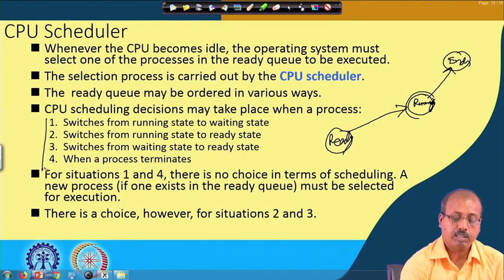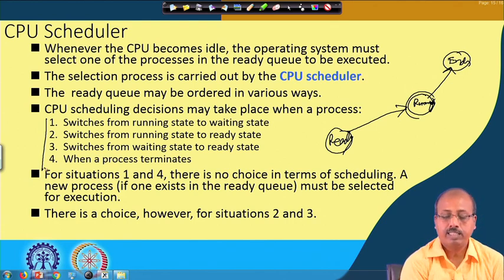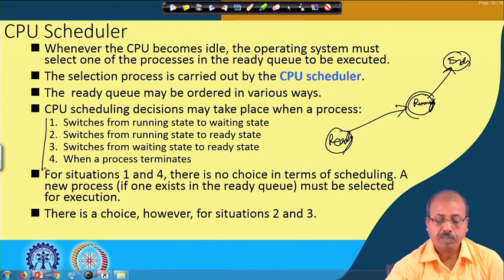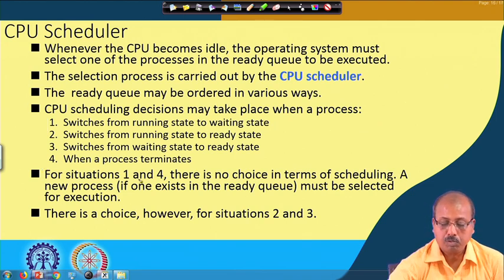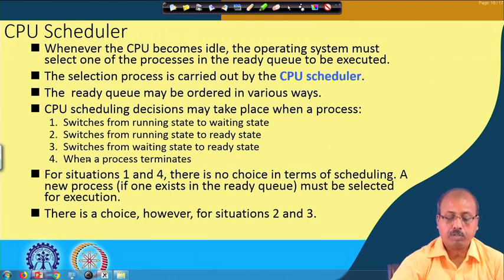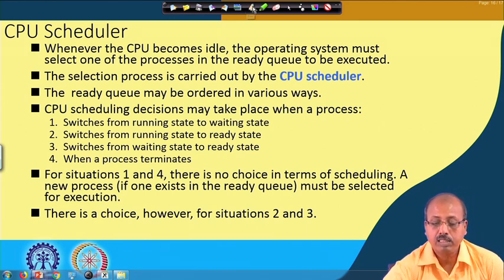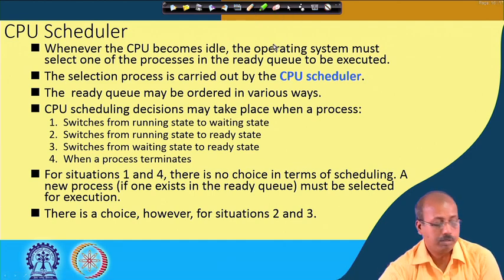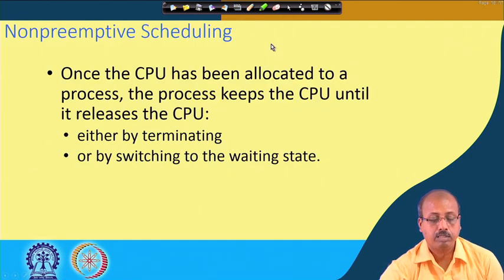So, these are the 4 different situations or cases in which the scheduler has to come into the picture and take appropriate action to do the scheduling operation. In situations 1 and 4, there is no choice in terms of scheduling; a new process must be selected for execution. There is a choice however for situations 2 and 3, like switching from running state to ready state or from waiting state to ready state. So, we have got a choice. How the scheduling algorithms can be developed, that is the decision we will take.